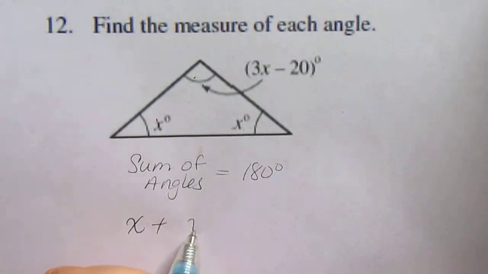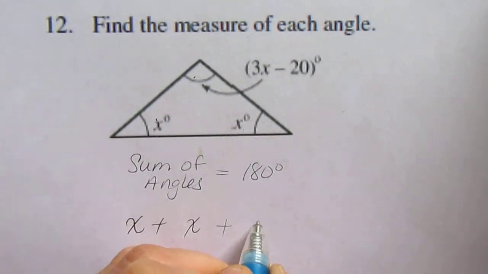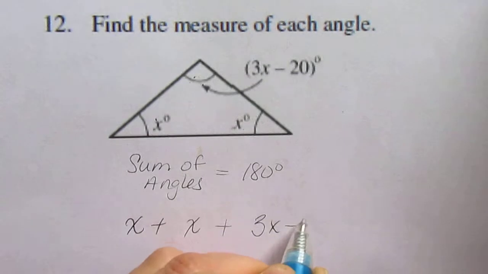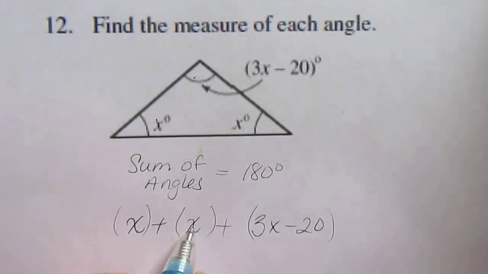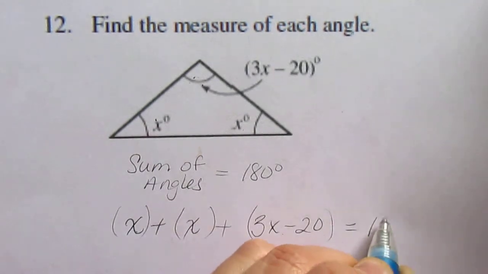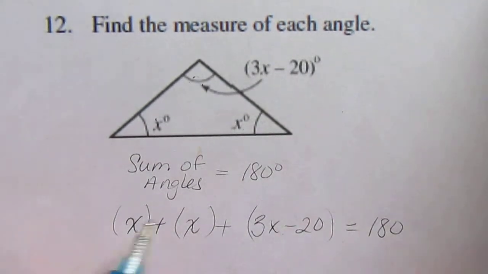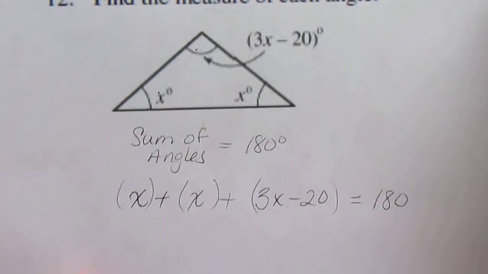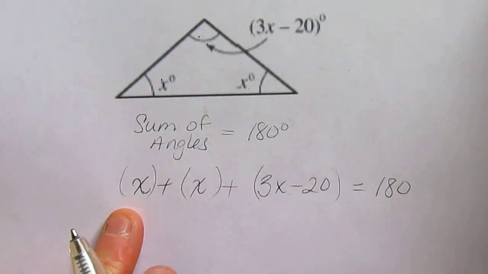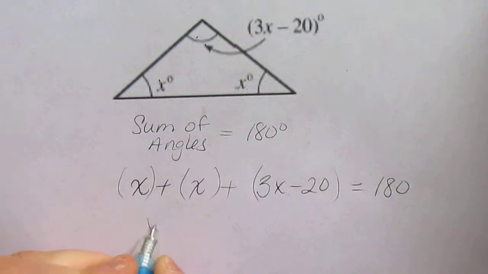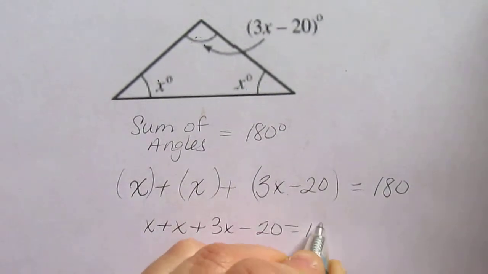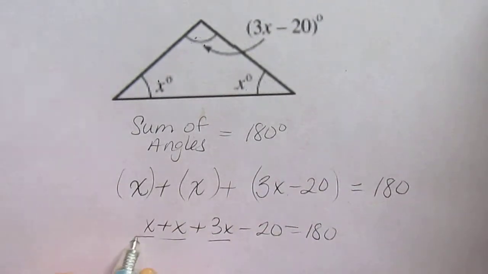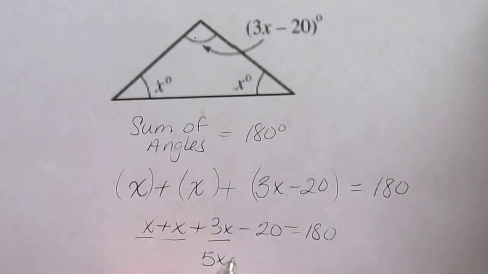x plus x, that's the first two angles, plus 3x minus 20. We'll do it this way: first angle plus the second angle plus the third angle equals 180. These are all degrees. Let's combine like terms. First, remove the parentheses. Combine like terms: 3, 4, 5 x's minus 20 equals 180.